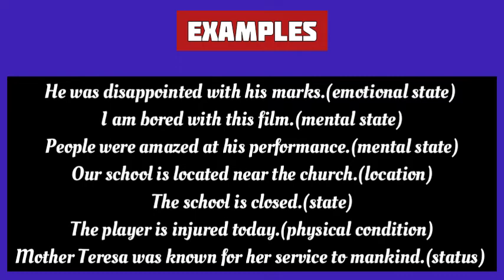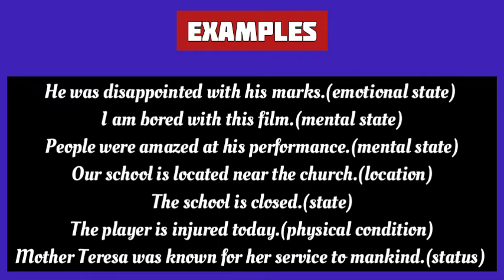Now see some model examples of the stative passive construction on your screen. In the first example, the stative passive construction was disappointed followed by the prepositional phrase with his marks indicates the emotional state of a person. In the second example, the passive construction am bored followed by the prepositional phrase with this film indicates my emotional condition. It does not show any action, so it's a stative passive construction. In the sentence, people were amazed at his performance, the passive construction were amazed indicates the mood or mental state of the people, so it's a stative passive example.